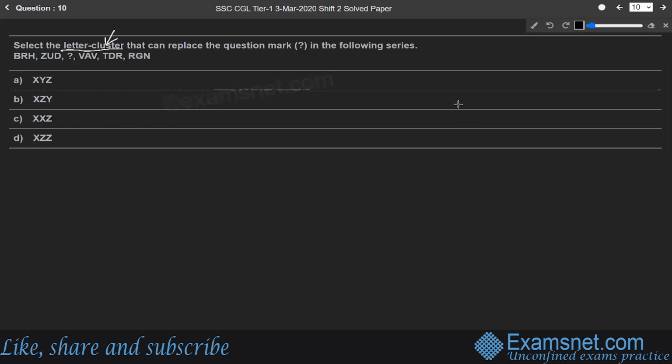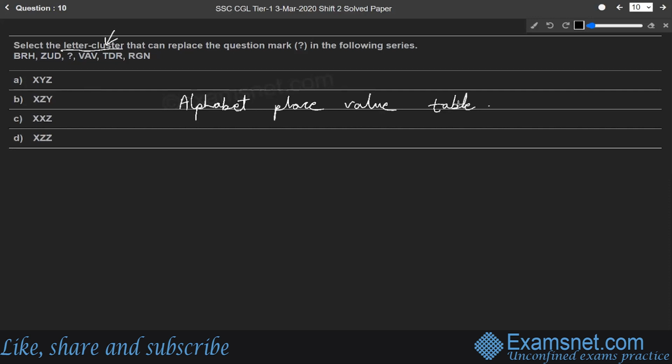So to identify the letter cluster that will replace the question mark, firstly we have to understand how this series is formed, or we have to understand the logic behind this series. And to understand that, we require one thing, which is the alphabet place value table. Do you know what is alphabet place value table? It is a table which consists of all the alphabets and their positional value. So first let us make this table and understand it.